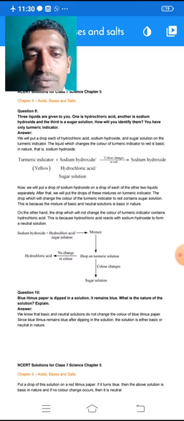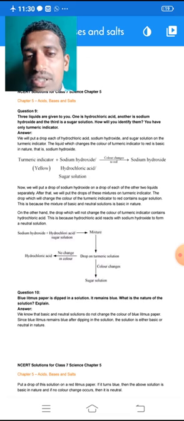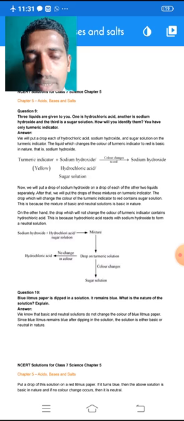So if the liquid which changes the color of the turmeric indicator to red is basic in nature, as I discussed in the properties of acids and bases, then the given solution, if it turns red, is basic. Here sodium hydroxide is basic. Look at the reaction: turmeric indicator plus sodium hydroxide directly forms a red color.